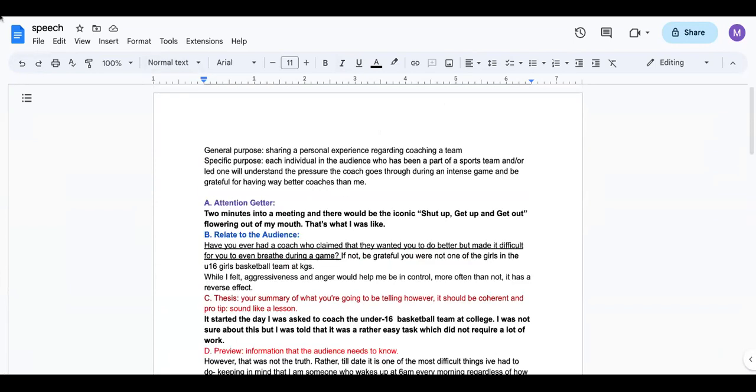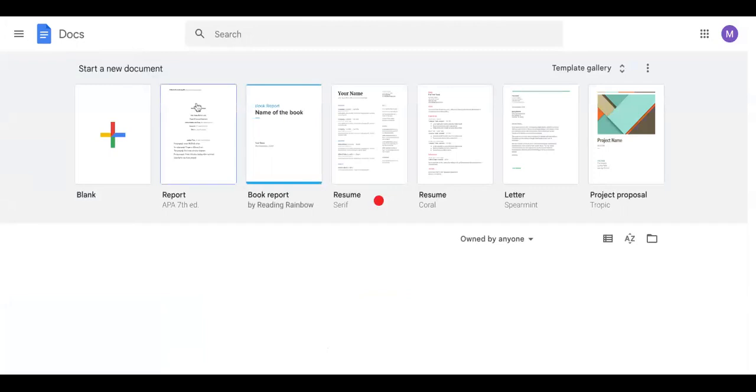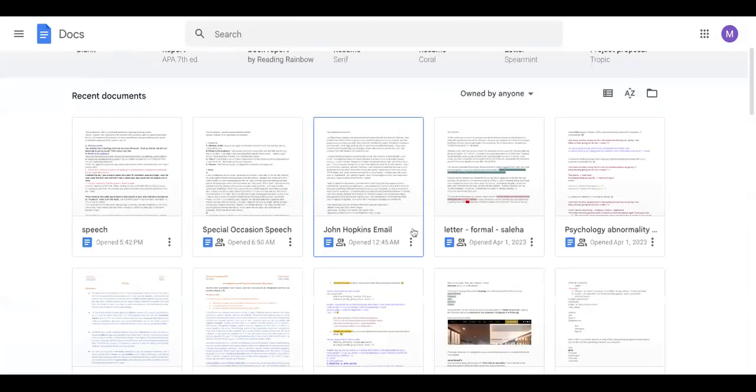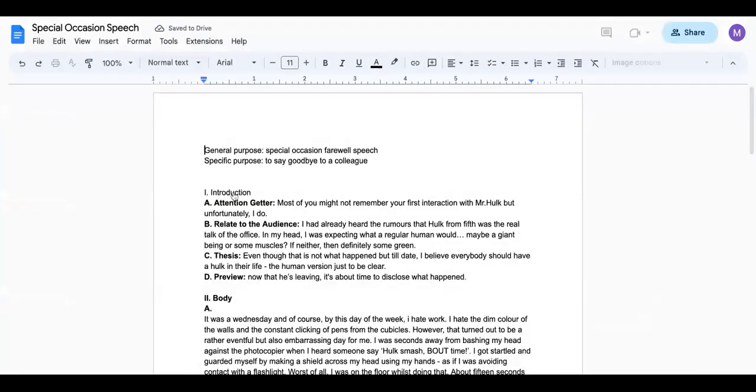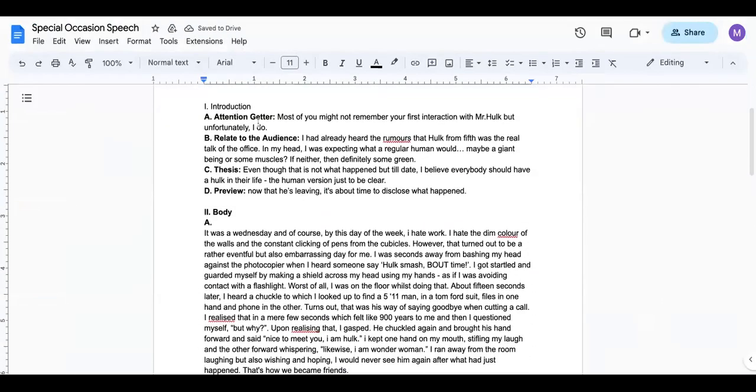Let me go back to another one. I wrote that very recently. Okay, letter, formal. Okay, this is yours only. Psychology. Okay, here it is. Attention getter. Most of you might not remember your first interaction with Mr. Hulk, but unfortunately I do. Do I have your attention with this statement? Yes. Okay, now I'll relate to the audience.